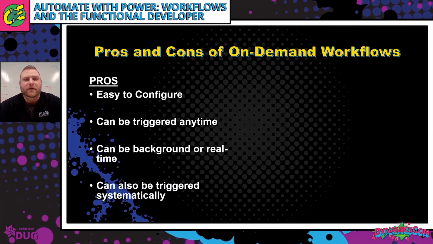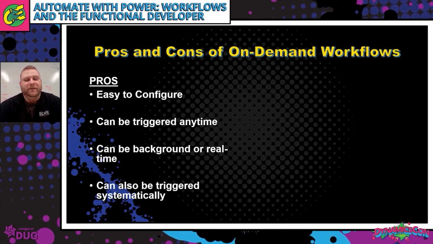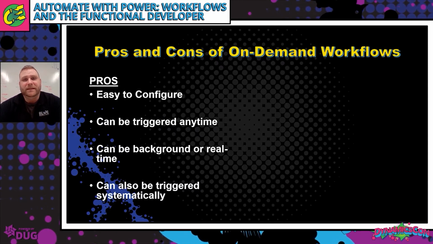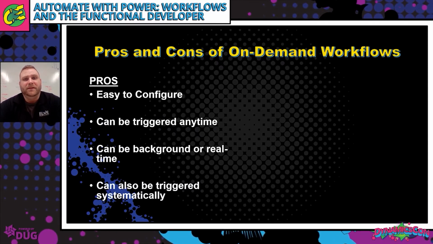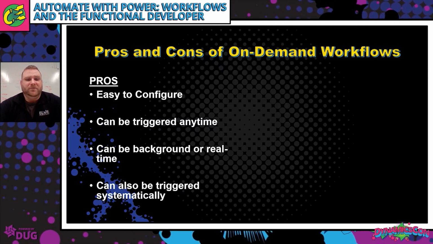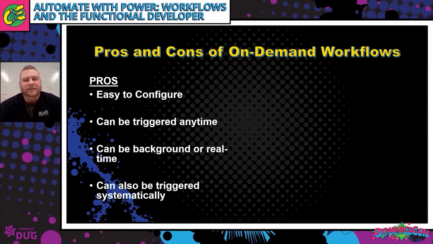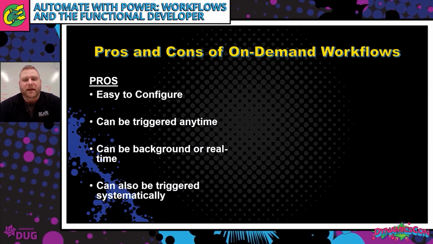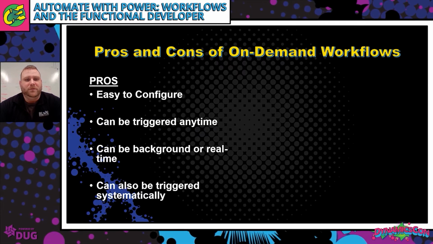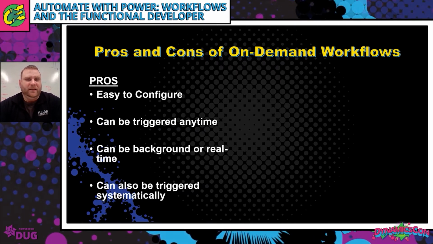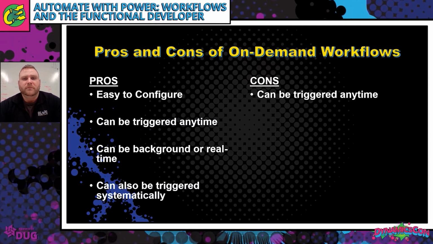Pros and cons of on-demand. Again, real easy to configure. They're the exact same thing as the other two. It's just an option that you select on the screen saying, hey, I want to be able to run this whenever I want. Okay, they can also be triggered systematically. So as I mentioned, it's just a toggle to allow you to choose whether or not you want to run it via the system, by itself, or both.